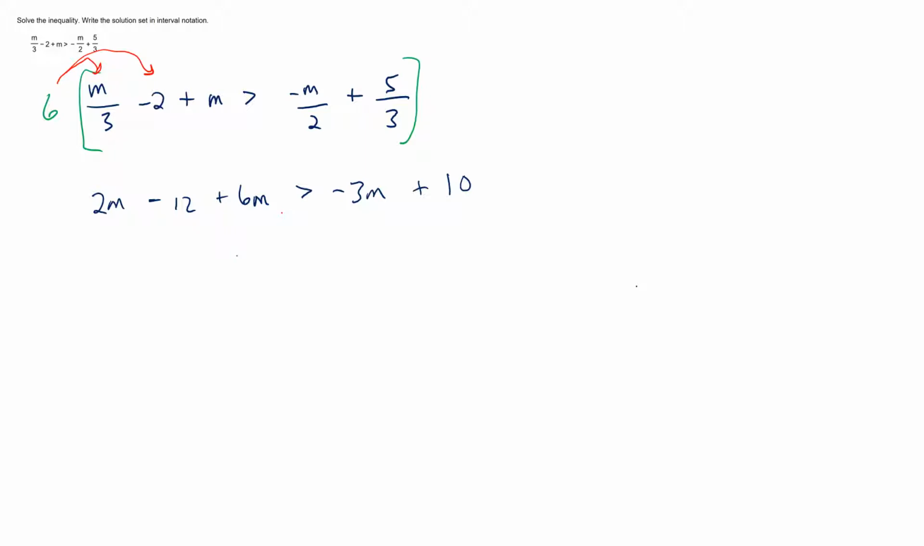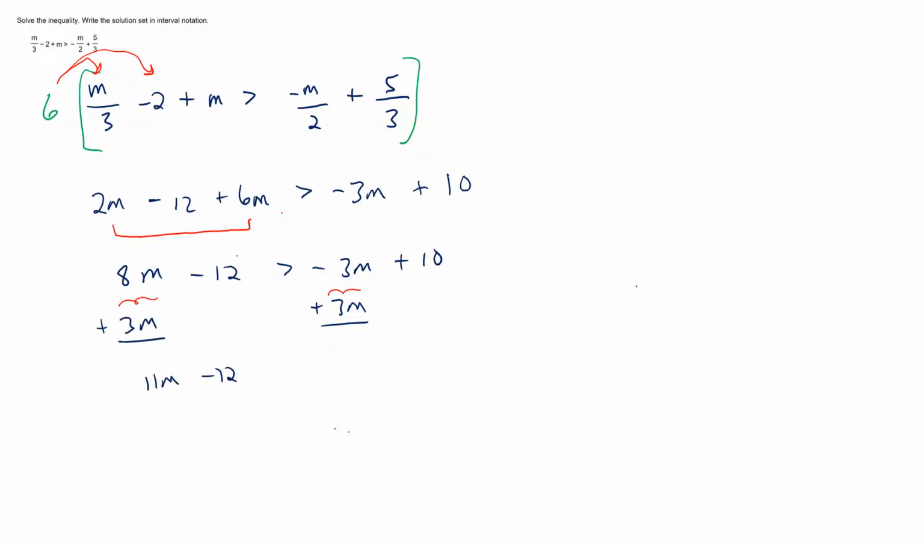On the right side, we don't have any like terms, but on the left side, I have a pair of like terms I can combine. So I have 8m minus 12 greater than negative 3m plus 10. Now we have a variable term here and a variable term here. It doesn't matter which one I cancel out, but it's typically preferred to cancel out the smaller one to have a positive coefficient afterwards. So I'll add 3m, and so I have 11m minus 12 greater than 10, and then we add 12 to both sides, and finally divide by 2. So m is greater than 2 is the solution.